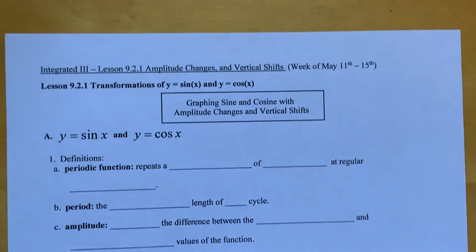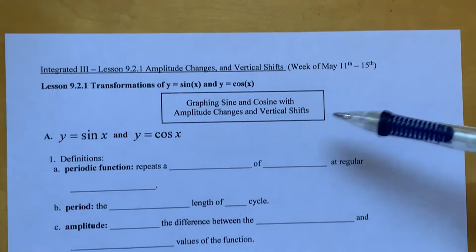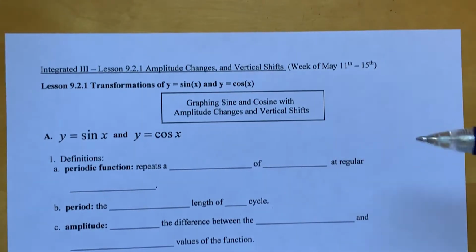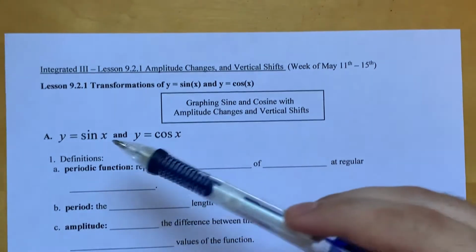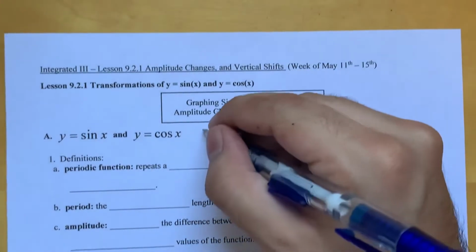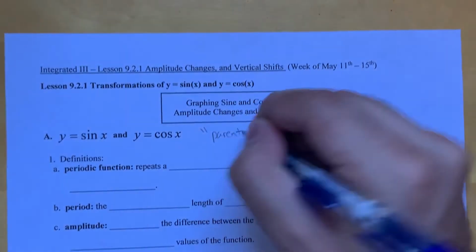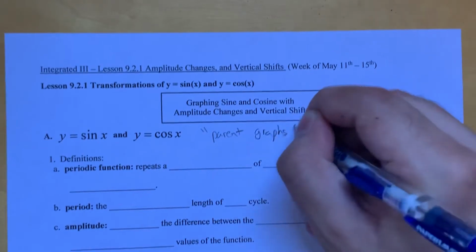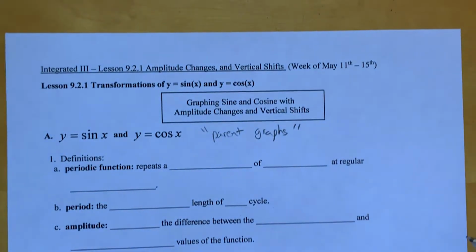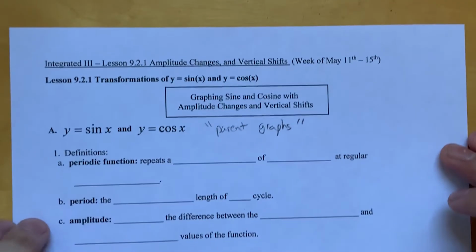So transformations of y equals sine of x and y equals cosine of x. Graphing sine and cosine with amplitude changes and vertical shifts. It also says it there. Well, y equals sine of x and y equals cosine of x are going to be our parent graphs. If you remember that from the weeks that we've been learning about different kinds of parent graphs, the absolute functions, quadratic functions, exponential functions, and even logarithmic functions. That was towards the end. But you guys have seen parent graphs. So let's jump into the definitions.